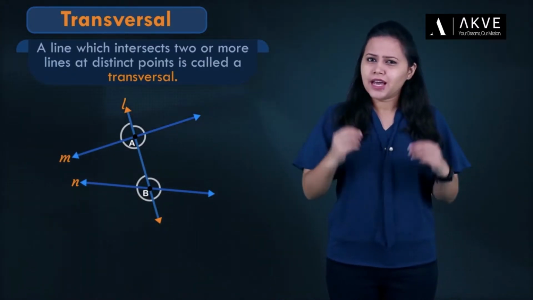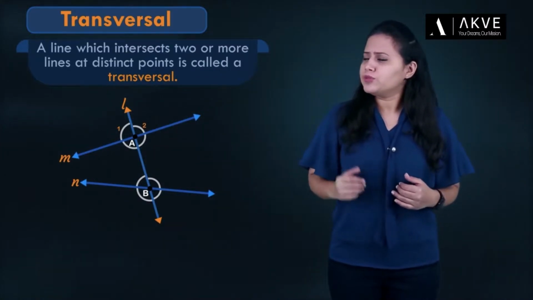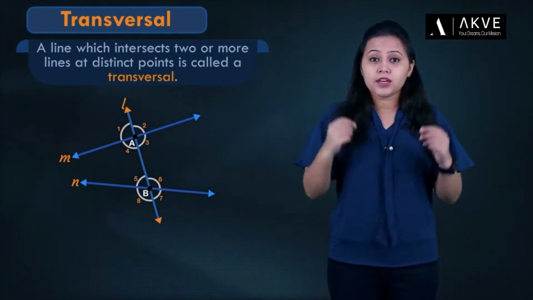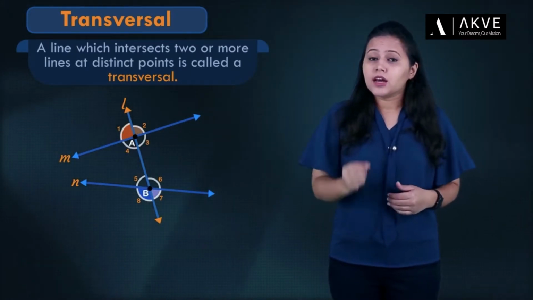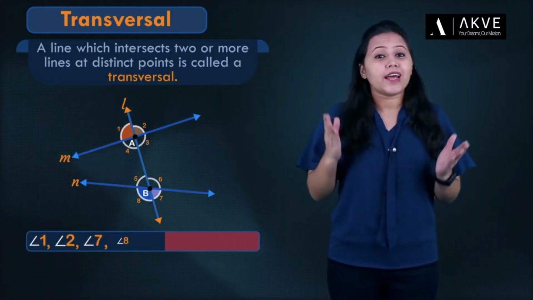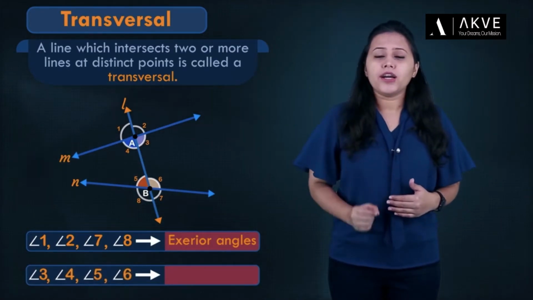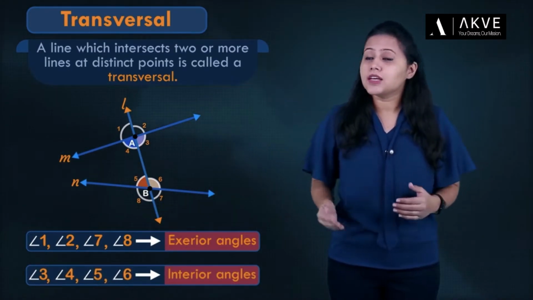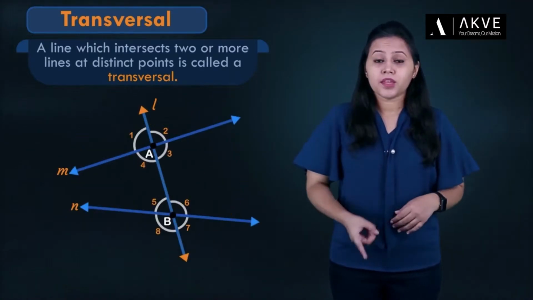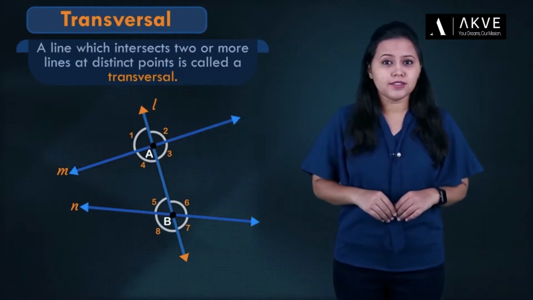and B. Let us name these angles as angle 1, angle 2, angle 3 and so on up to angle 8. Since these 4 angles lie outside the lines M and N, these are called exterior angles. And these 4 angles are called interior angles because they lie in the interior of the two lines M and N. Do you remember there are some special names given to these angles?